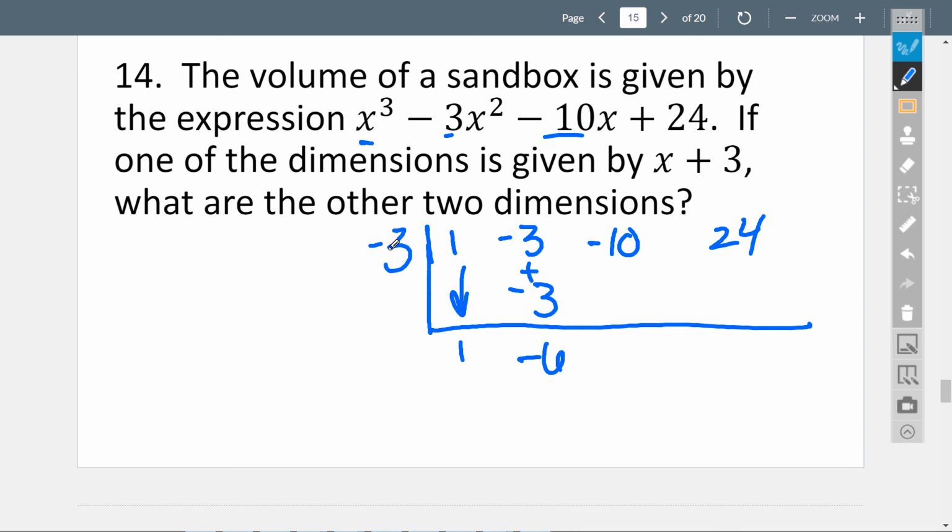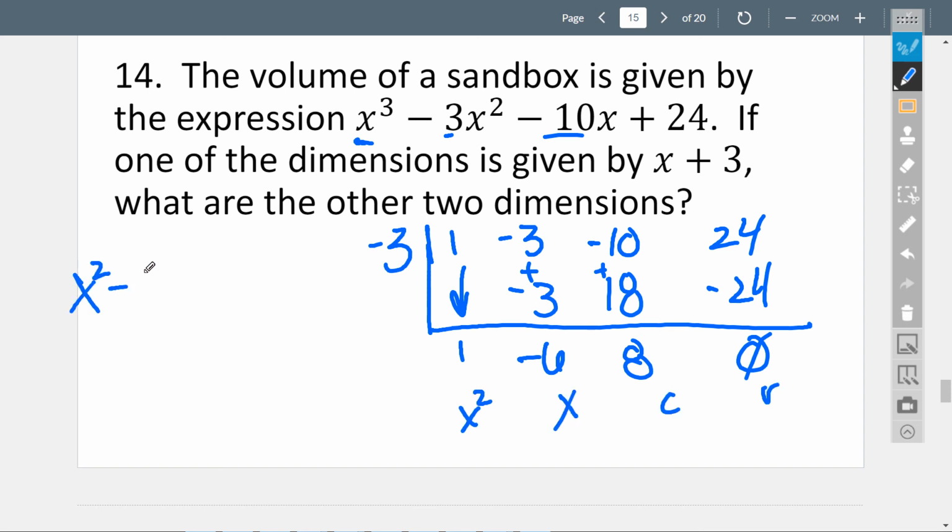Add those is negative 6. Multiply those is 18. Add those is 8. Multiply those is negative 24. And that's 0. Okay, so when I divide this by x plus 3, this is my remainder, this is my constant, my x and my x squared, I'm left with x squared minus 6x plus 8.